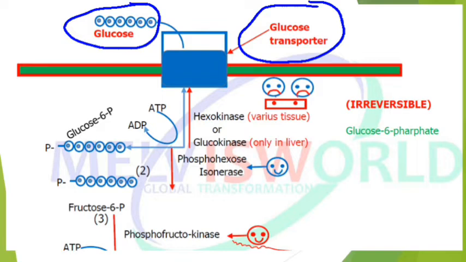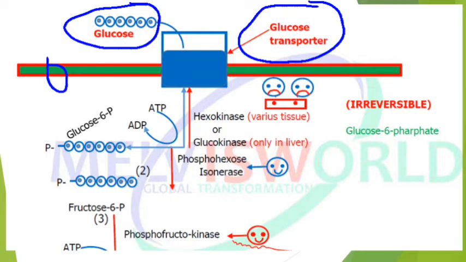So, this glucose molecule enters through this glucose transporter. This is a cell membrane, and then when it gets in here, this is an enzyme. There are two enzymes which act synonymously. One, hexokinase, can be found in various tissues, or glucokinase, which is localized in the liver. This step, which this enzyme catalyzes, is irreversible.